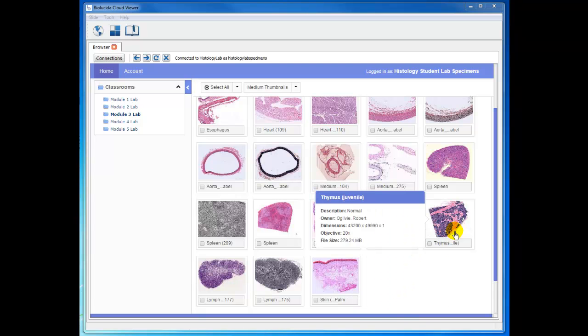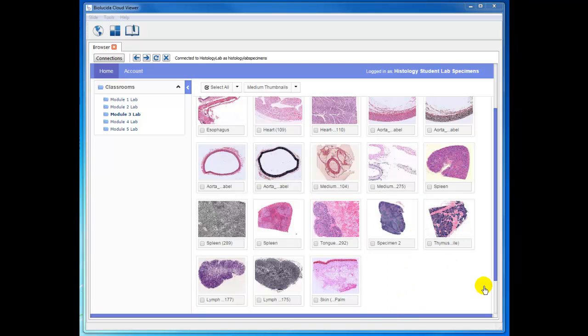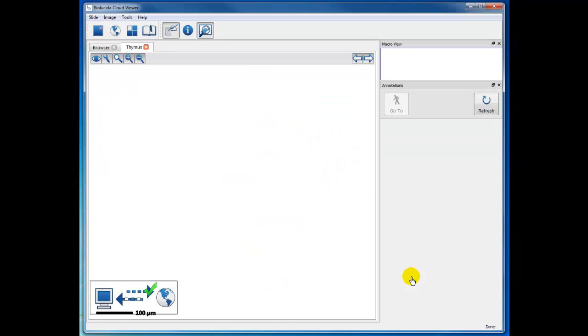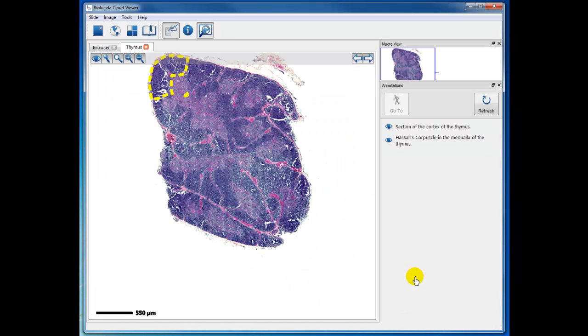This video will tour two specimens of the thymus. First, the one on the left here. The look of the thymus is blue. Dark blue, light blue. The cortex are rims of blue, very dense staining blue, and the medulla is lighter, with, of course, the specialized structures in the medulla, the Hassall's corpuscles.